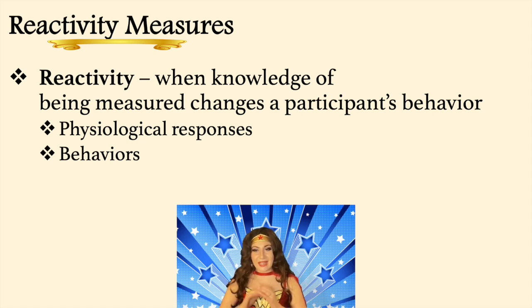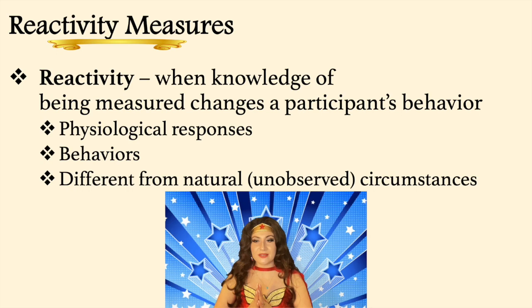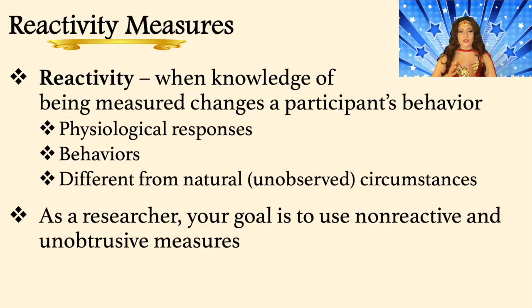And so ultimately, any type of changes in the behavior that is different from their natural or unobserved circumstances, right? So how would they act if they weren't being observed? How would they act if they didn't know that we were watching? And so that is something to be very aware of when you are conducting your experiments. So as a researcher, your goal is to use non-reactive and unobtrusive measures.